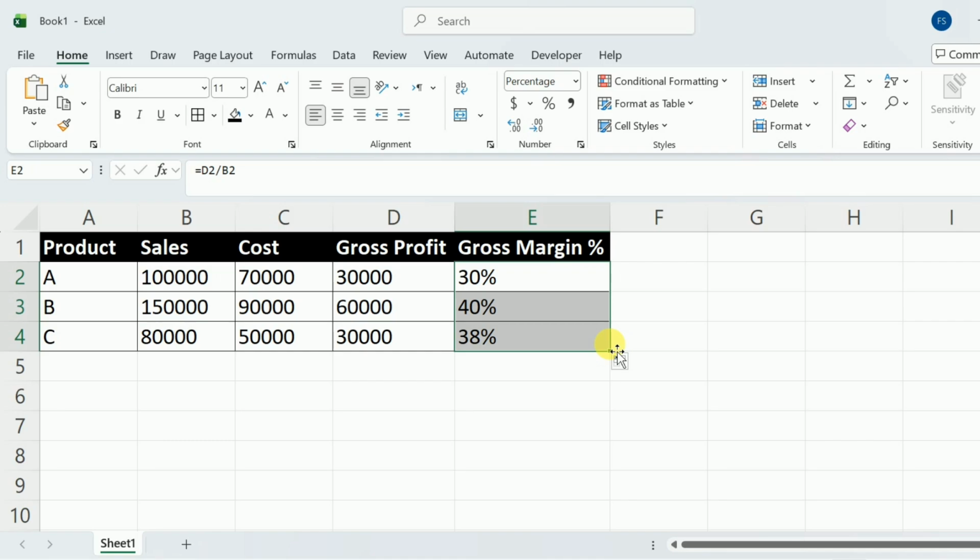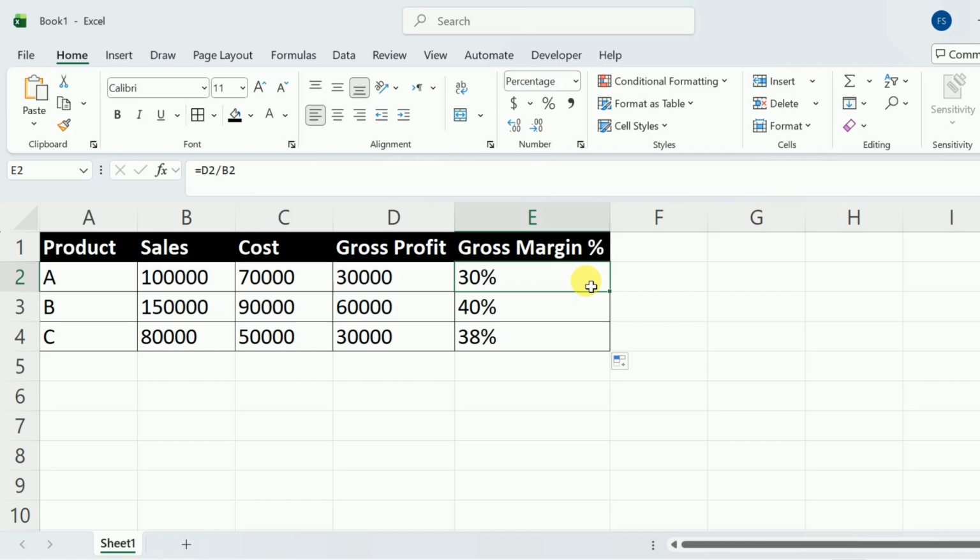But what do these percentages actually mean? Let's understand that. Let's focus on product A. Sales for that product is 100,000, whereas the cost was 70,000. The gross profit was calculated as 30,000. This tells us the amount of money remaining after covering the product cost.